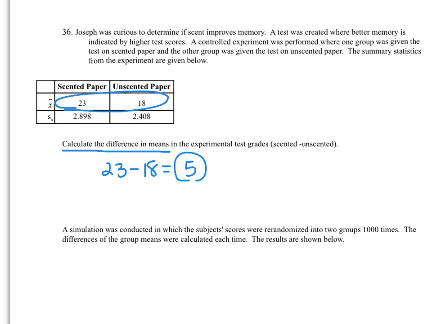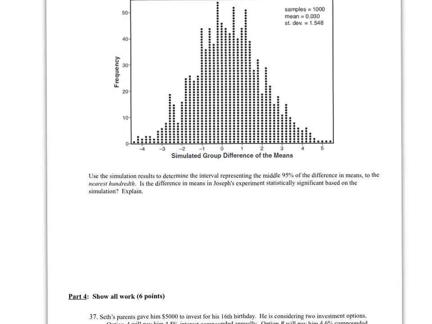Okay, now, if you read the question below that, it says a simulation was conducted in which the subject's scores were re-randomized into two groups 1,000 times, and the differences of the group means were calculated each time, and the results are shown below. All right, so then if you look below our simulation results, you'll see that they're asking two questions. So they want you to use the simulation results to determine an interval. Okay, so an interval representing the middle 95%.